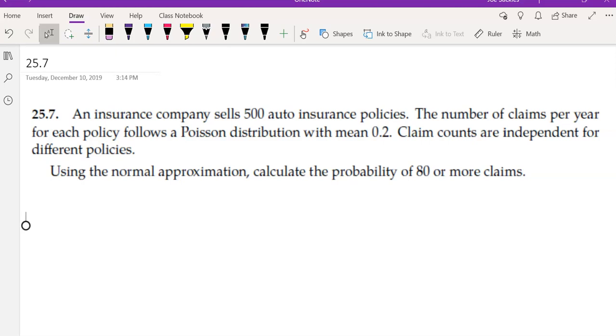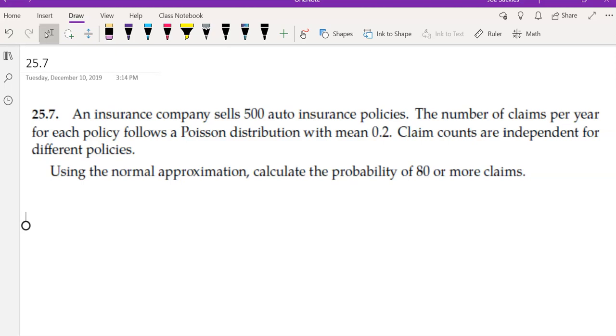I think I got it. I think the mean of W is 100. And I also think the variance of W is 100. So then we've got to do the z-score of 80 minus 100 over 10. I agree. And then you've got to do 1 minus that. I agree with you. Nice.